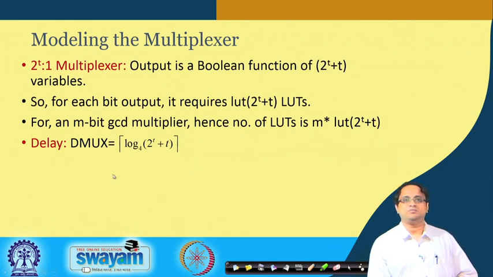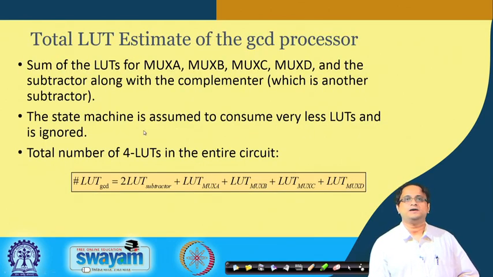Likewise, you can get the delay of the mux. The delay of the mux is the log with base 4 of 2 to the power of t plus t, and you fit into the previous expression to get an estimate of the delay. Now if you want to estimate the LUT count of the overall design, you can see that you have mux A, mux B, mux C and mux D, so there are 4 multiplexers in your architecture, and there are 2 subtractors. Therefore the total LUT count will be 2 times that required for a subtractor plus the summation of all the 4 multiplexers.